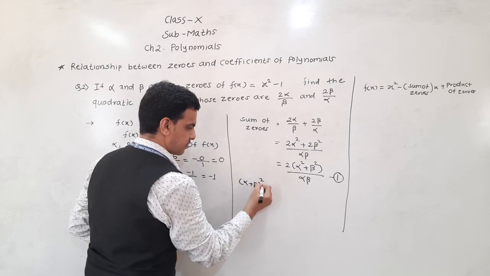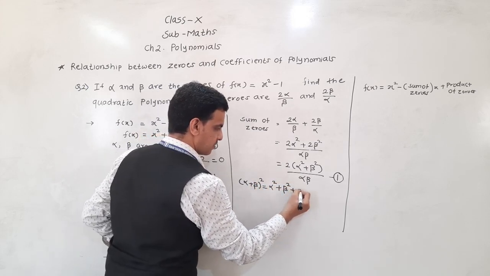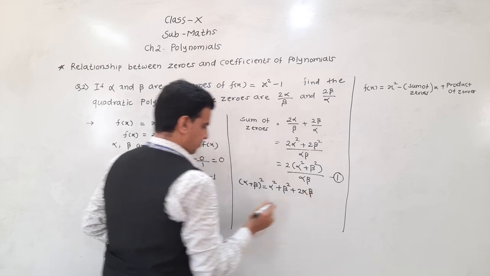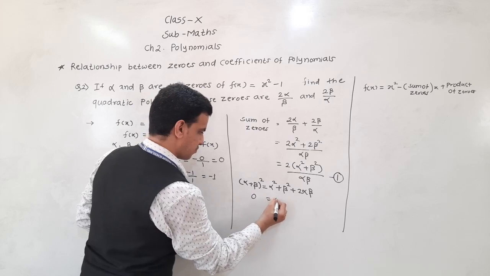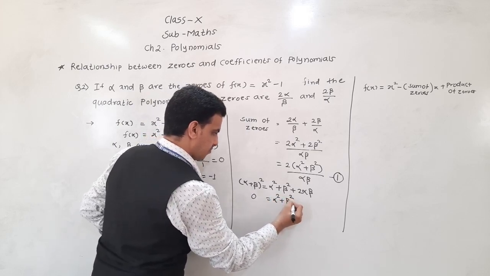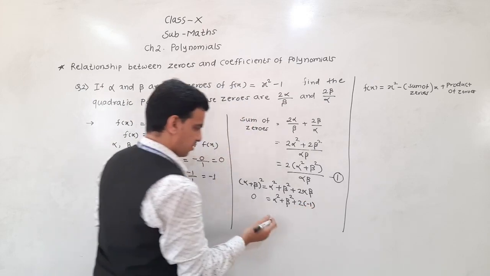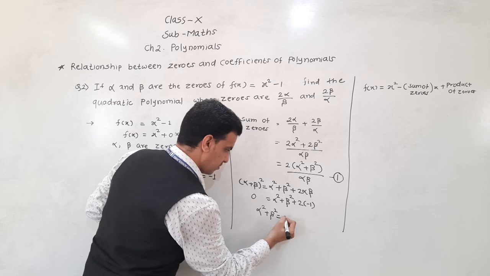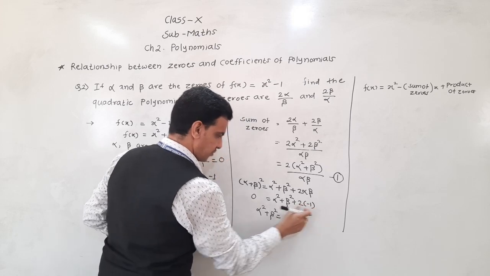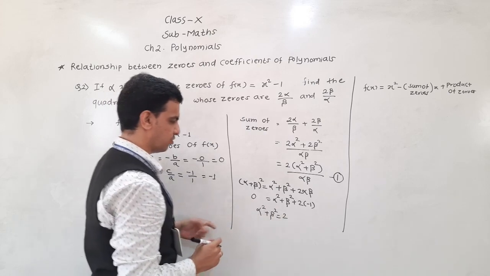Alpha plus beta bracket square is equal to alpha square plus beta square plus 2 alpha beta. So alpha plus beta is 0. Alpha square plus beta square we have to find, plus 2 alpha beta, which is minus 1. So the value of alpha square plus beta square is minus 2 here. If we shift, that is plus 2. So alpha square plus beta square is 2. Okay.